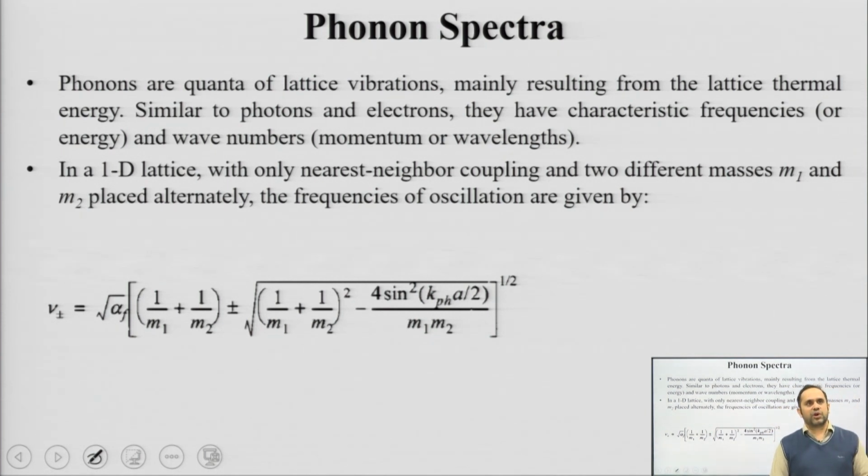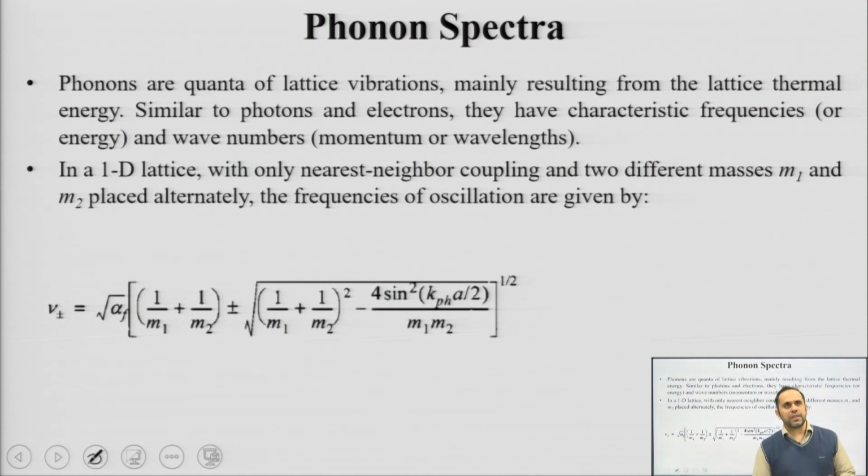So, phonons are nothing but the quanta of lattice vibrations, which mainly result from thermal energy provided to the crystal lattice. Similar to photons and electrons, where a photon is a packet of light and an electron is an atomic charge carrier, these phonons, since they are associated with lattice vibrations, have a certain characteristic frequency, and since they have a wave-like behavior, they also have an energy associated with them. And if they have a frequency and energy, they are bound to have a wave number which can be used to identify the momentum or wavelength.